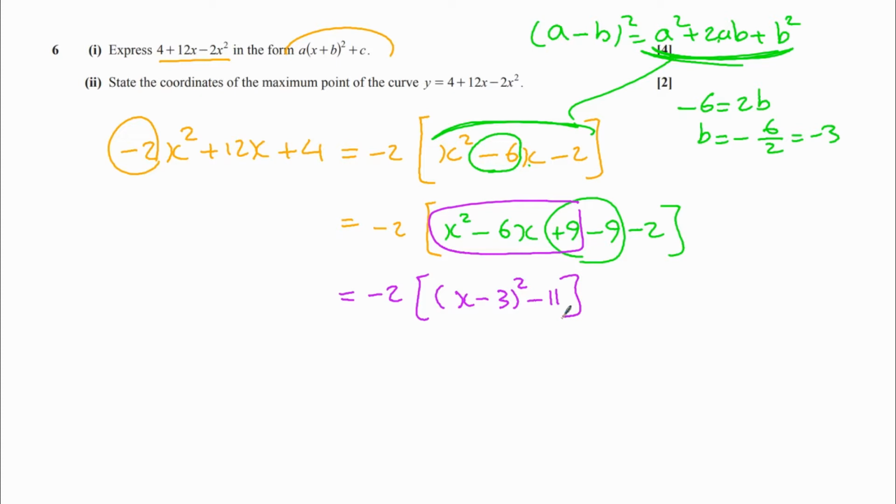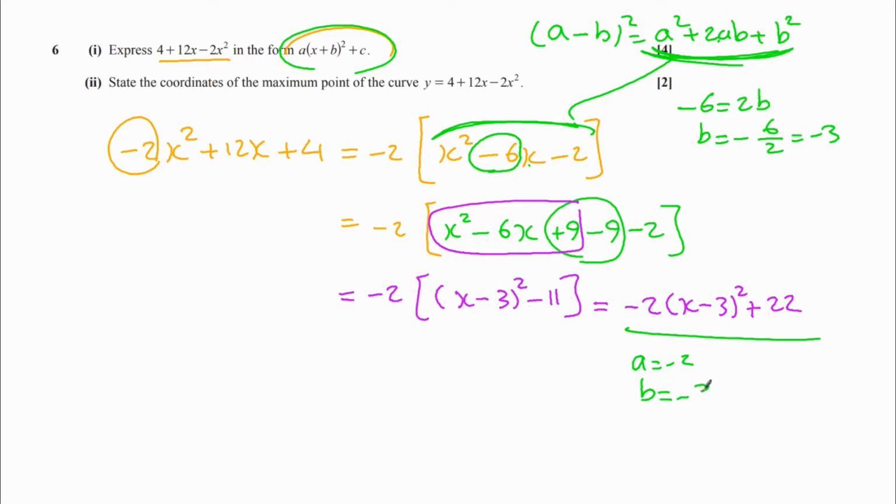Okay, now I can expand this minus 2 back into this bracket. So this would be minus 2 (x minus 3) squared, and minus 2 times minus 11 would be plus 22. If I compare this now to the term in here, my a is minus 2, b is minus 3, and my c is plus 22.